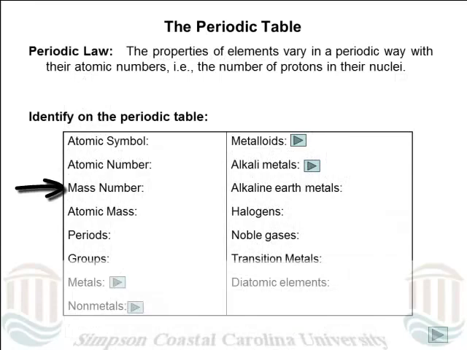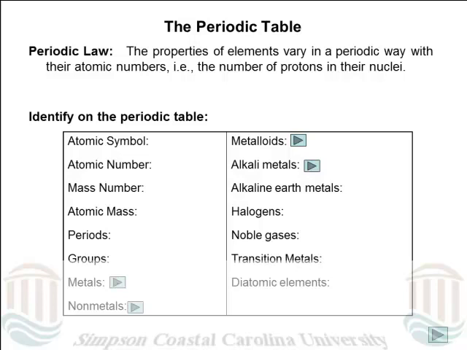Next we have mass number. Mass number is going to tell us the number of protons plus the number of neutrons in a particular atom. We don't actually show the mass number on the periodic table. What we actually show on the periodic table is what's right below it, the atomic mass. And the difference between those is mass number relates actual numbers of protons and neutrons. Atomic mass relates the average mass of the isotopes of those particular elements.